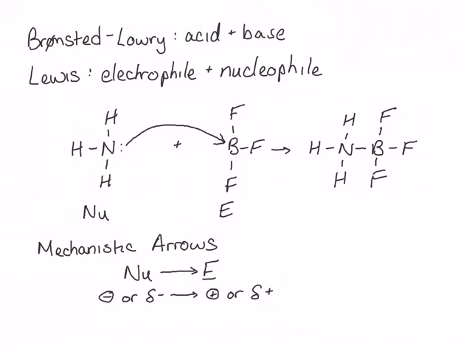Oftentimes the negative or partial negative will be a lone pair of electrons. Sometimes it will be a multiple bond or a single bond. And the positive or the partial positive is often an electron deficient center. This is a really important concept for organic chemistry, and I'd strongly suggest that you spend some time practicing drawing these mechanistic arrows.